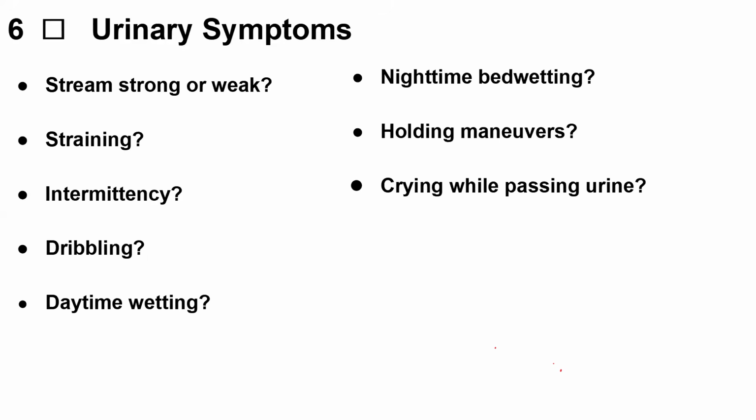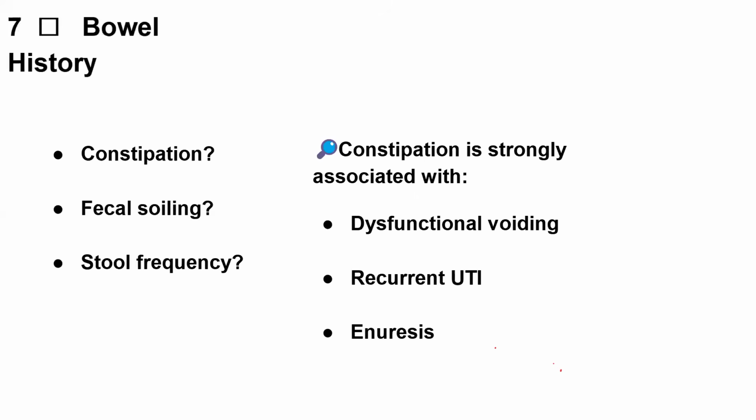Urinary symptoms. The stream should be assessed: is it strong or weak, straining, intermittency, dribbling, daytime wetting, nighttime bedwetting, holding maneuvers, and crying while passing urine. Along with it, the bowel history is also important, looking for constipation, fecal soiling, or stool frequency, because constipation is strongly associated with dysfunctional voiding, recurrent UTI, and enuresis.